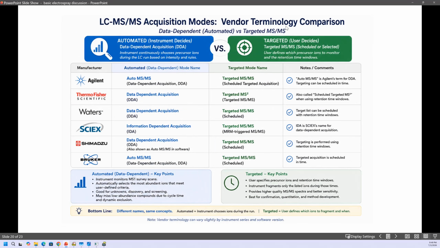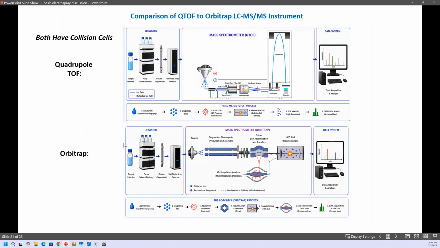Different vendors call it different things, and that gets a little confusing to me. So I've made a table here of the common names for automated versus targeted for the different manufacturers. I just wanted to compare the QTOF to the Orbitrap. Those are two of the most common instruments used for accurate mass LC-MS-MS.